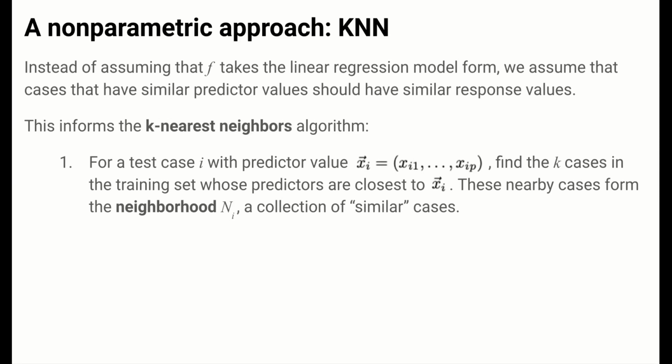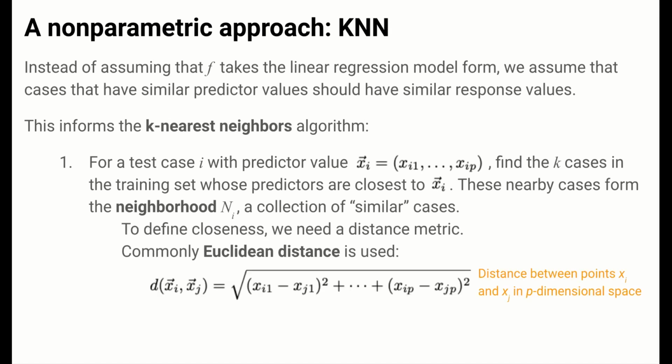For a case i in the test set with predictor value xi, you find the k cases in the training set whose predictors are closest to xi. These cases form the neighborhood Ni. This neighborhood is the term we give to the collection of cases that look similar to test case i. Note that to define how close two cases are, we need to have some sort of distance metric. Commonly, the Euclidean distance metric shown here is used. But there are many, many different types of distance metrics. Euclidean distance happens to just measure the diagonal distance between 2 points in space.